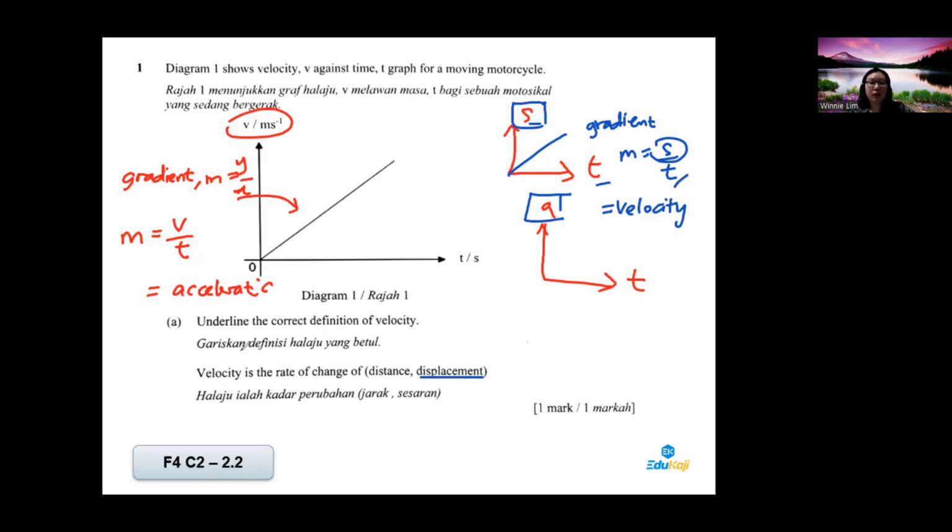I hope you also remember velocity is basically what quantity? Vector quantity, same as displacement, both involving direction. Speed is scalar, and speed is the rate of change of distance. So do not confuse these two quantities. Then we see the next question.